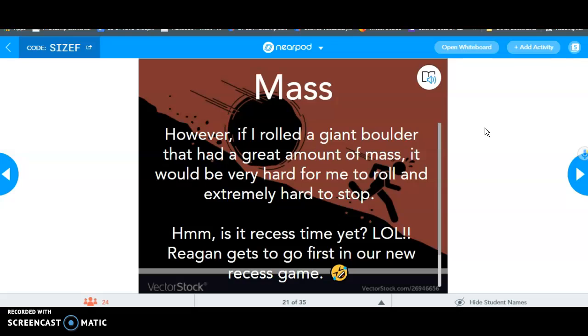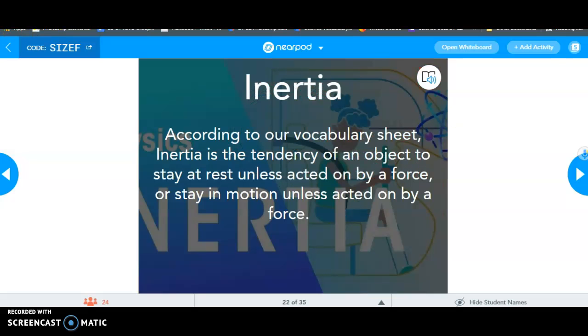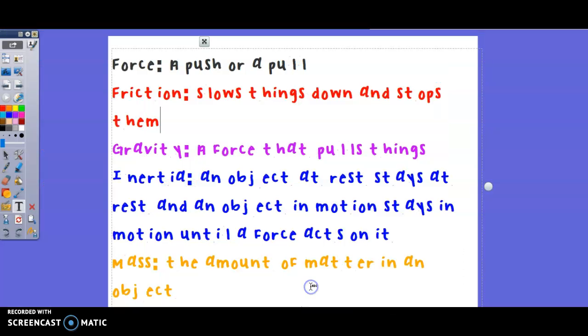Why can't she stop this big rock by sticking her foot out? Jesse? It has too much mass to stop it. Again, if you have more mass, it takes more energy to get you moving, more energy to stop you as well. Inertia. This is not new. We covered this yesterday. It's already on the anchor chart. And if I'm not mistaken, it's already on our note page here as well. Yep, there it is right there.